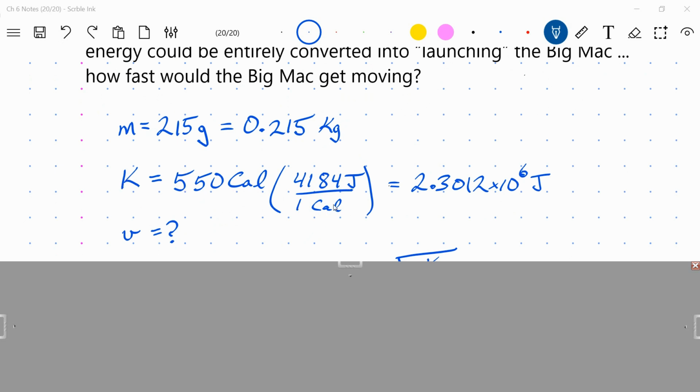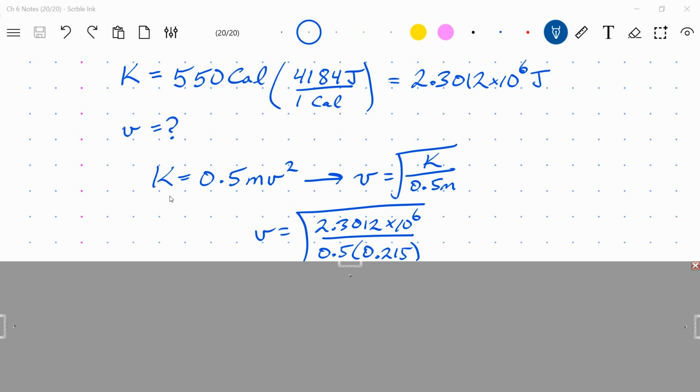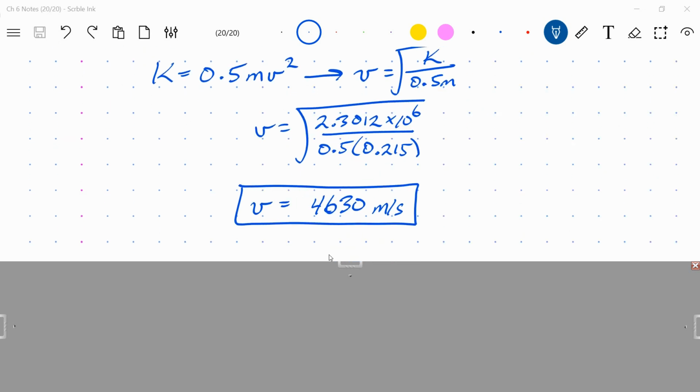Quick unit conversion here to re-express that as just over 2.3 million joules. As you can see, the calorie is a rather large energy unit compared to the joule, so 2.3 million joules in the Big Mac. And according to the question, we're giving that all to the kinetic energy of this 0.215 kilogram mass. So how fast would it have to be moving? Just a straightforward application of the kinetic energy equation, 1/2 mv squared, solving for speed, putting the values in, and getting the answer to finish off this problem set.